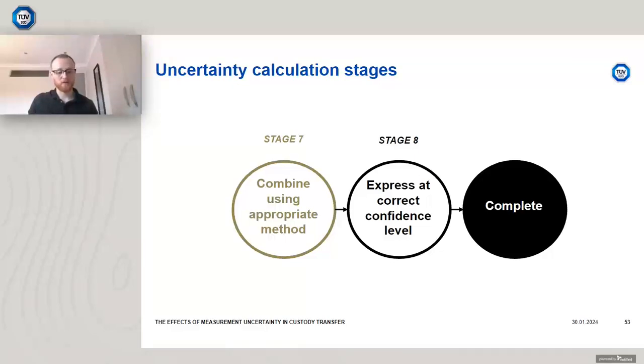Express at the correct confidence level. So whatever confidence level you want to express at, 95%, k equals 2, k equals 3, you can express it any way you want. And then finish off. That's you essentially finished off your uncertainty analysis.